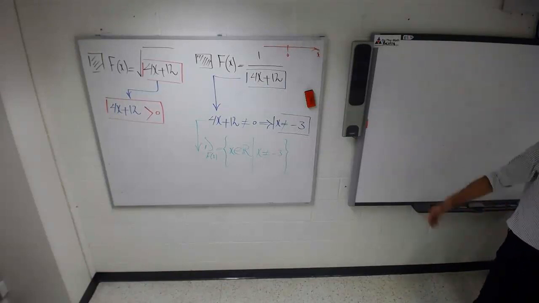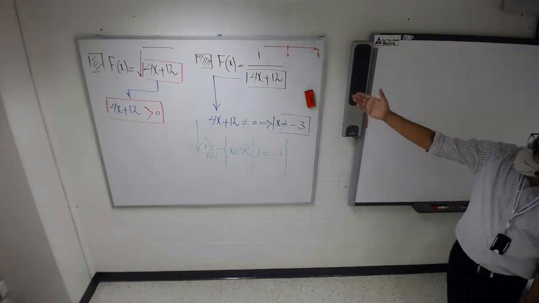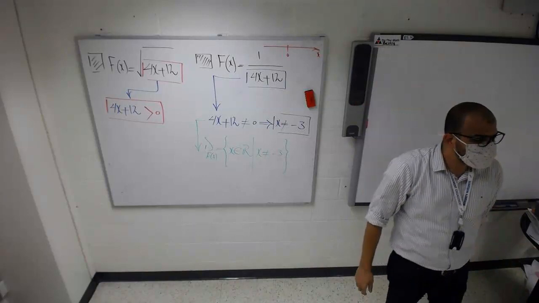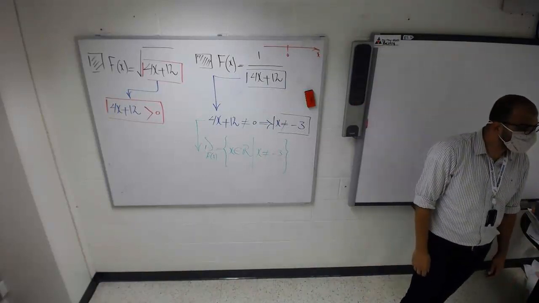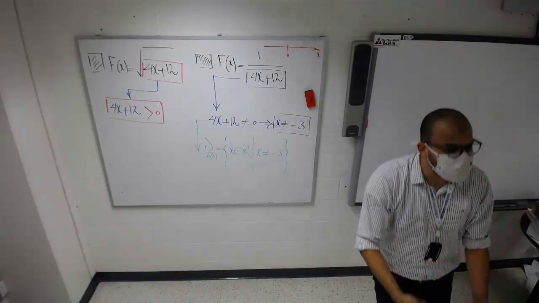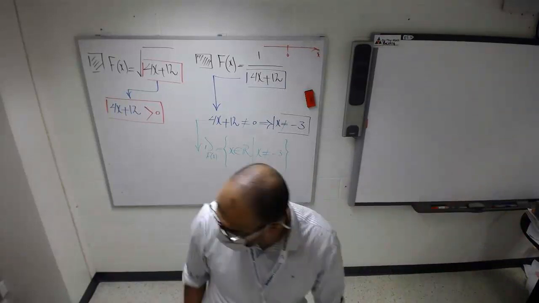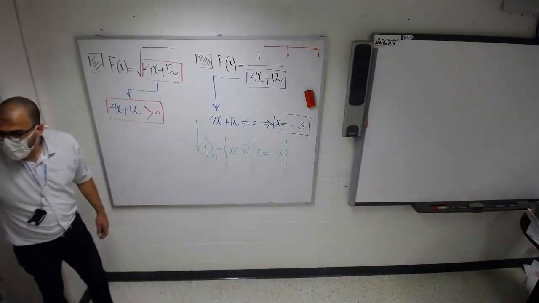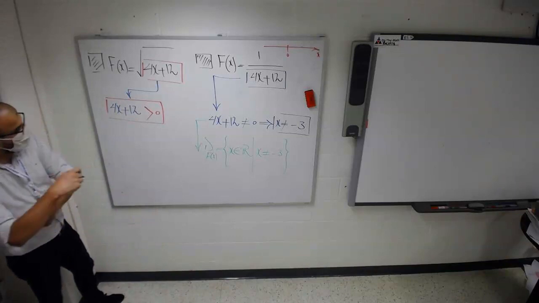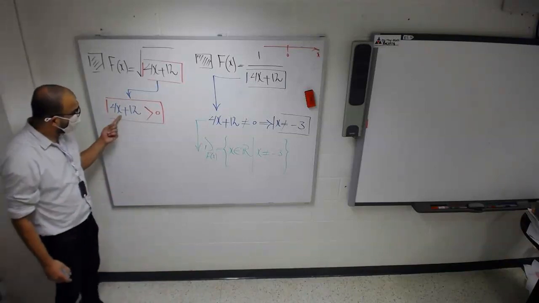But wait a minute, what does it tell you? It means that 4x plus 12 has to be positive. What does it tell you? I need someone to interpret it. It's not easy to understand. Is it that x can be any positive real number? X can be any positive number?